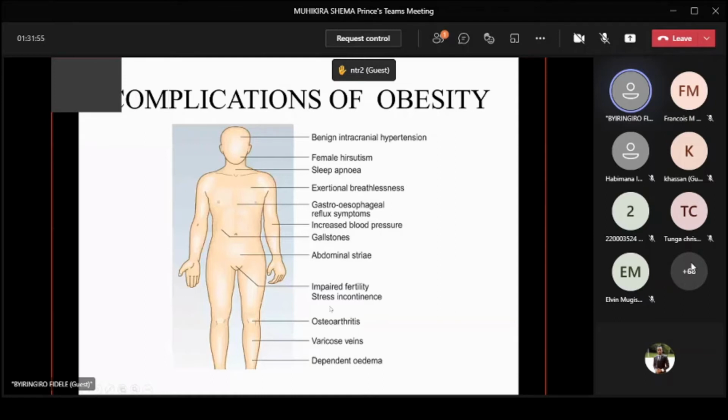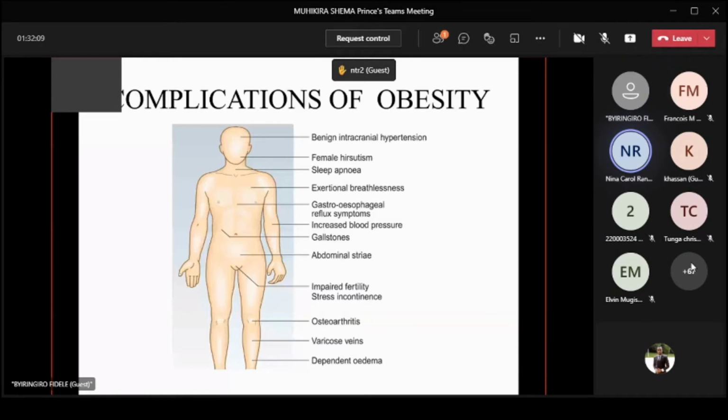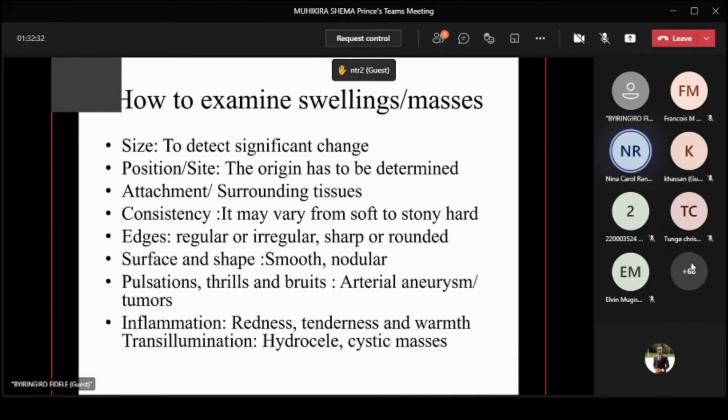Excuse me, sir. Obesity. Yes, please. I'm somehow lost there somewhere. I didn't get it clearly. What's your name? I'm Nina. I wanted to ask, on the slide of the swelling, I didn't understand the point of the origin. So, do you have some? Oh, okay. You don't know?